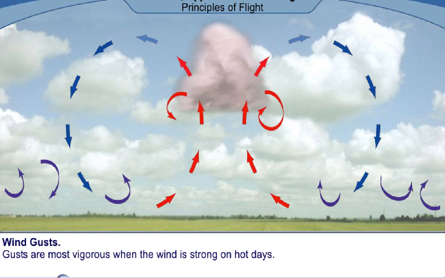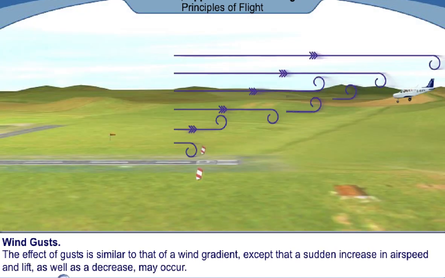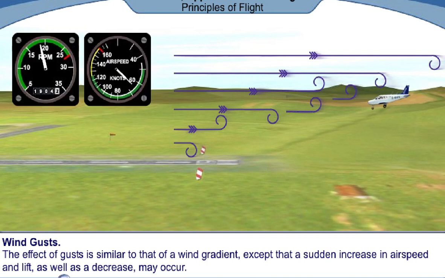Gusts can also occur when thunderstorms or showers are nearby. The effect of gusts is similar to that of a wind gradient, except that a sudden increase in airspeed and lift as well as a decrease may occur. In very gusty conditions it may be best to use no flap at all.